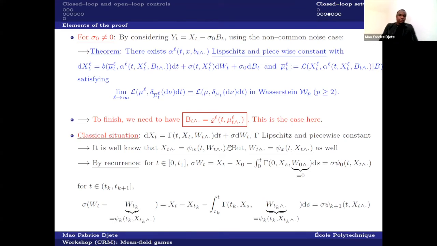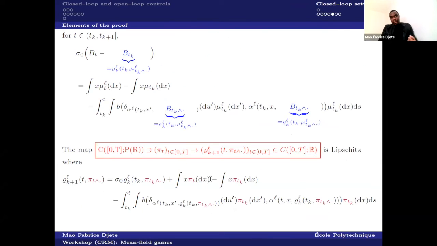There are many ways to prove that. Of course, sigma is non-degenerate. You can do it by Bousselot transformation. But here it is actually quite simple. You can do it by recurrence, recursively. You can just verify that as the map is piecewise constant, at each step you can actually write this map as a function of X. And that is exactly what we are going to do in our situation of interest.